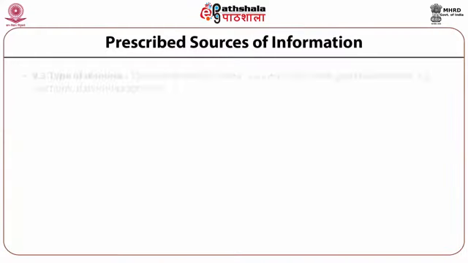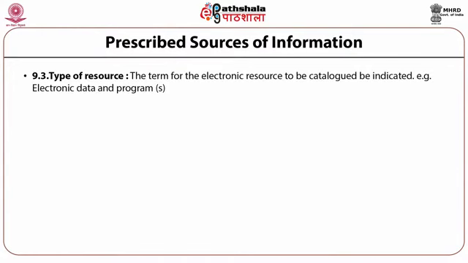Then comes a very important type of resource, which we are not using in the cataloging of non-book materials in other chapters, but here the type of resource is important in the case of electronic resources. So, what are those types of resources? The types of resources are electronic data and programs. So, these are the types of electronic resources.